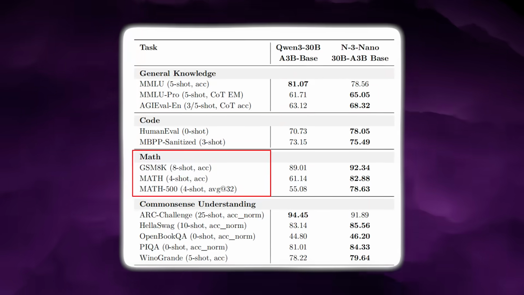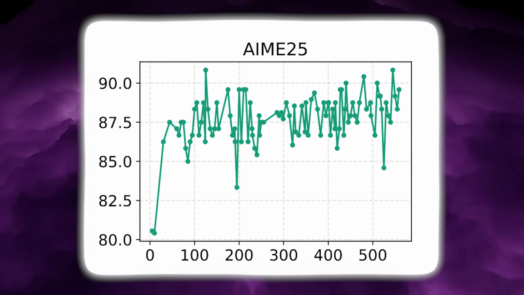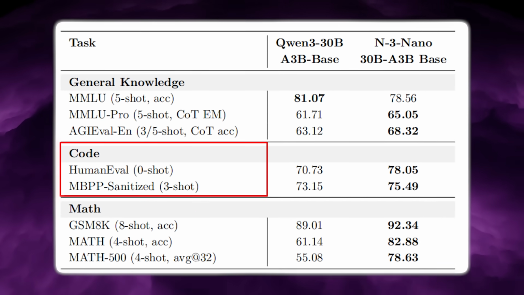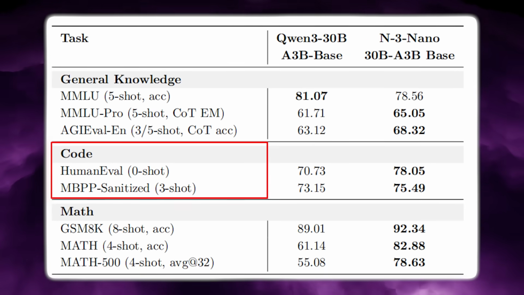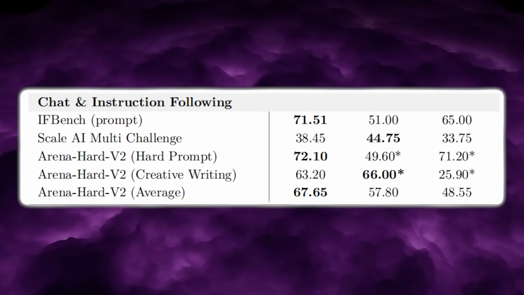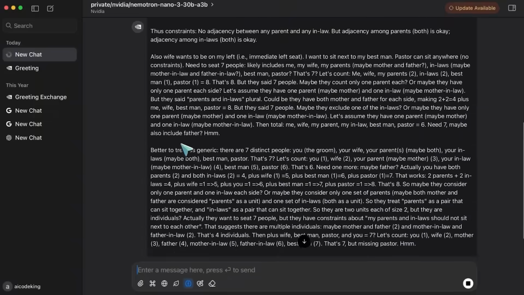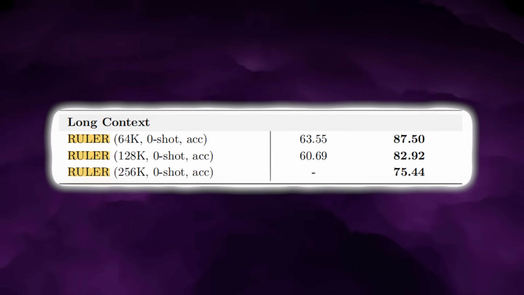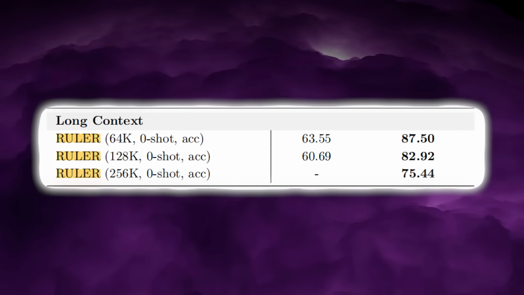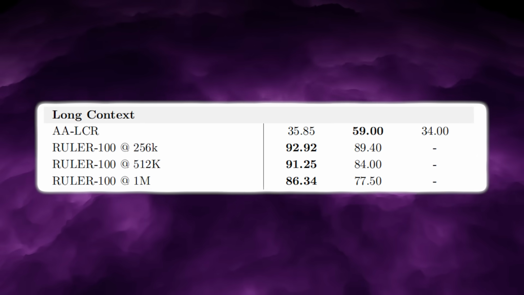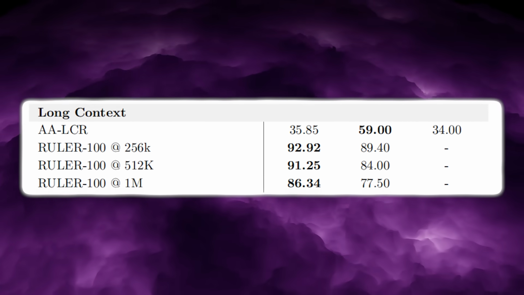It performs strongly on GSM8K, Math, Math 500, and AIME 2025, showing solid mathematical reasoning. In code generation tasks such as HumanEval and MBPP, it matches or exceeds peer models. In instruction following and tool use benchmarks, it shows consistent gains, especially in multi-step scenarios that resemble real agent workflows rather than simple chat. And on long context evaluations like RULER, Nemotron maintains accuracy well beyond 128K tokens, a range where many models degrade sharply or fail outright.